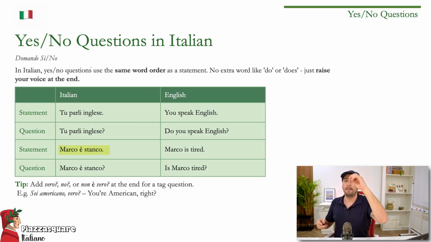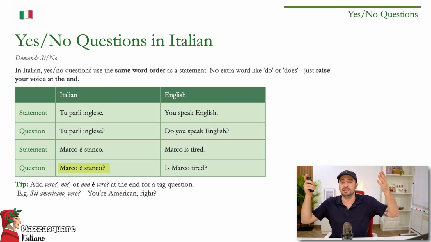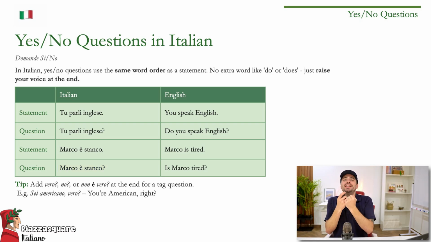Another example, Marco è stanco, which means Marco is tired. To ask it as a yes-no question, you would say Marco è stanco? Is Marco tired? With a rising intonation. Yes, it's that simple. Often context and tone tell you it's a question. In writing, just add the question mark.